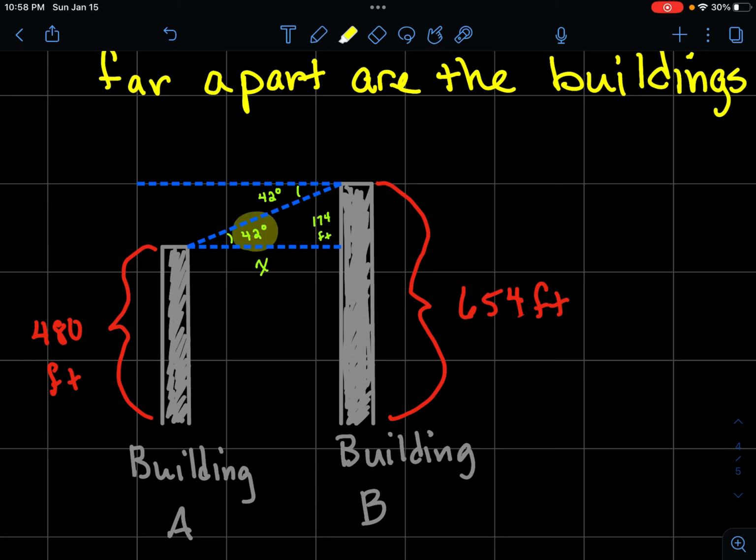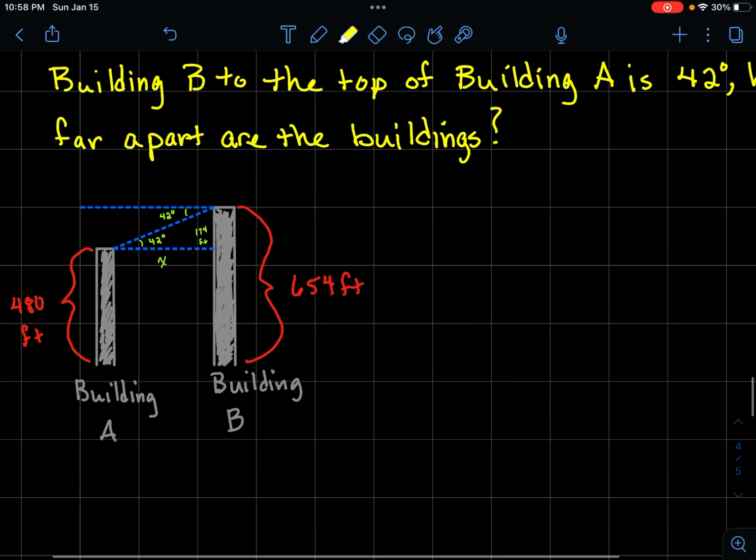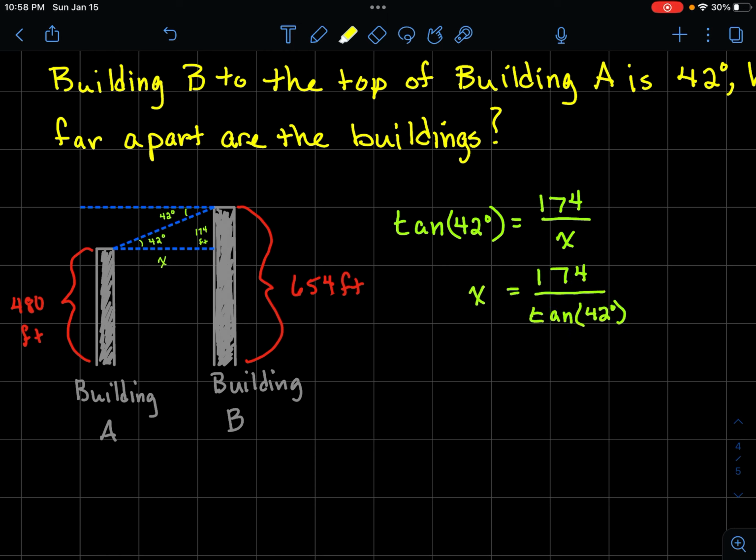We have our angle. We know that 174 is opposite. x would be adjacent. So again, tangent is a good trig function to use to solve this. So we set up our trig ratio. Tangent of 42 degrees equals 174 over x. Switch the x and the tangent, and type into the calculator 174 divided by the tangent of 42, which says that our two buildings are 193.2 feet apart.